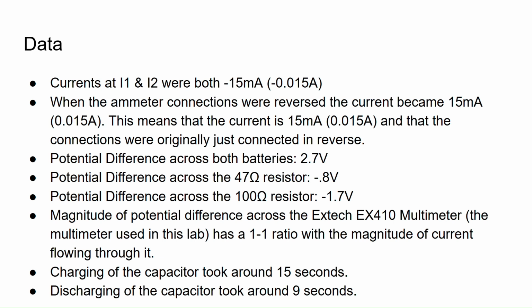Potential difference across the 47 ohm resistor was negative 0.8 volts. The potential difference across the 100 ohm resistor was negative 1.7 volts. The magnitude of potential difference across the X-Tech X410 multimeter, the multimeter used in this lab, has a 1-to-1 ratio with the magnitude of current flowing through it. Charging of the capacitor took around 15 seconds, and the discharging of the capacitor took around 9 seconds.